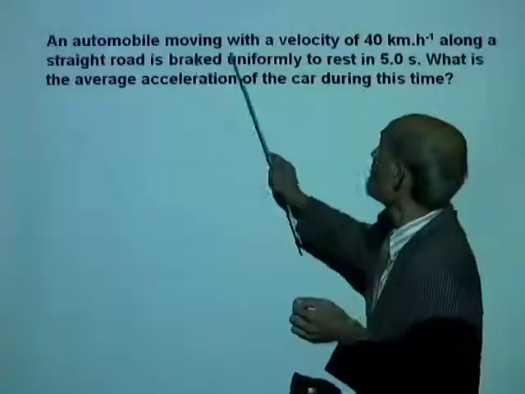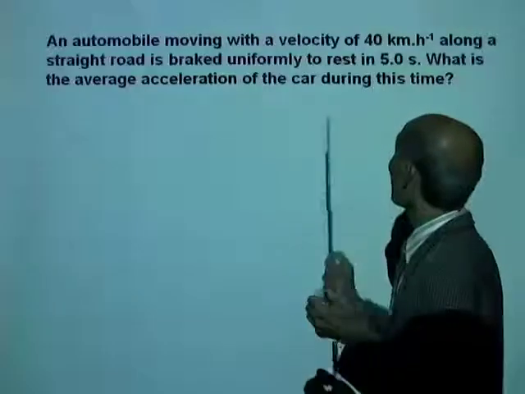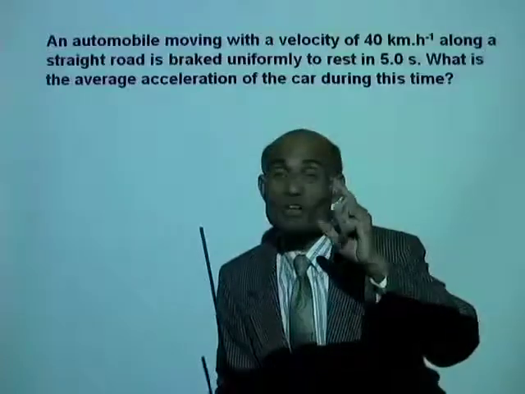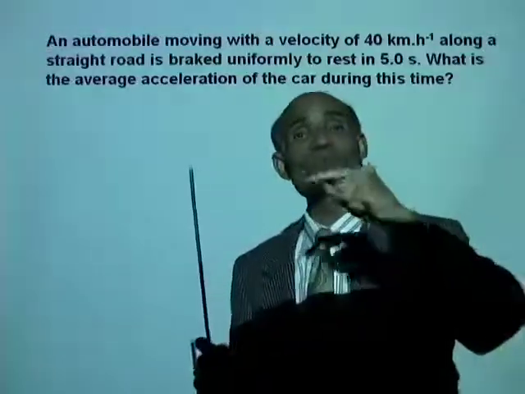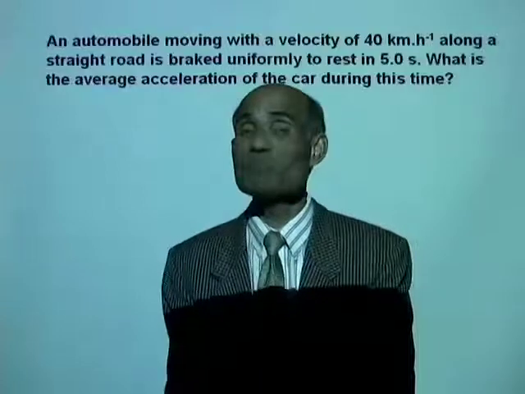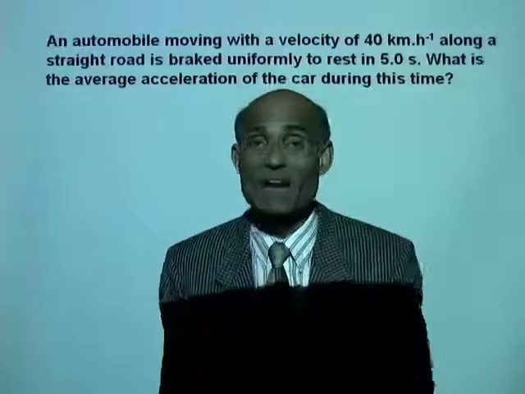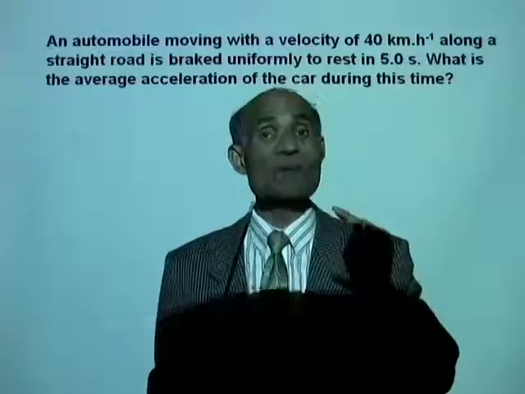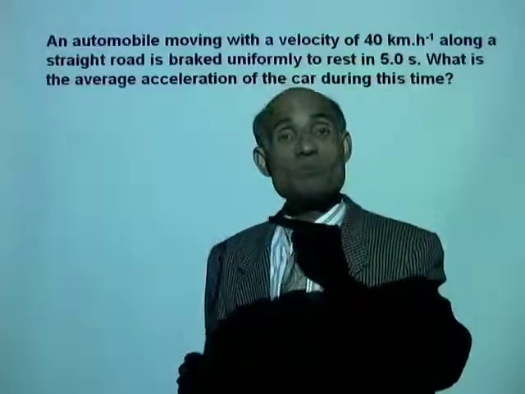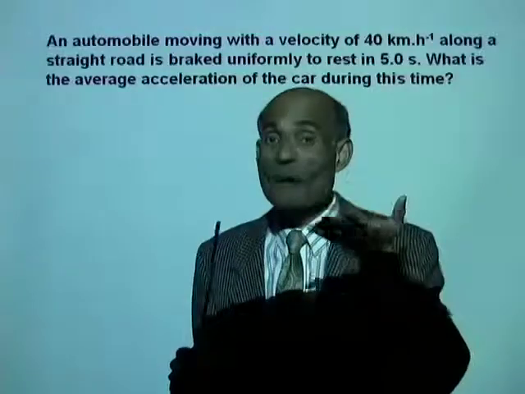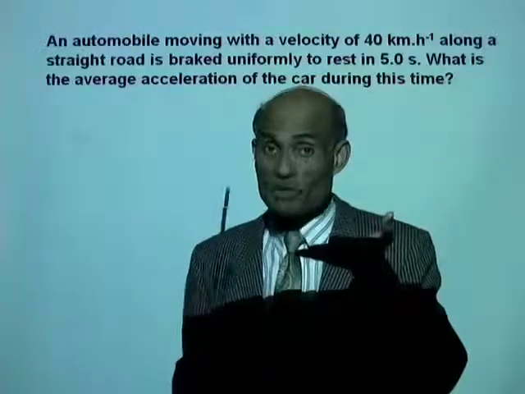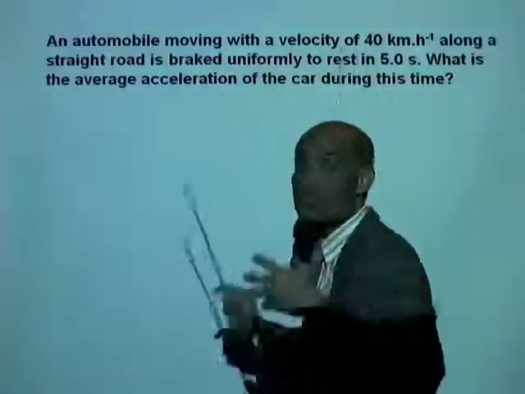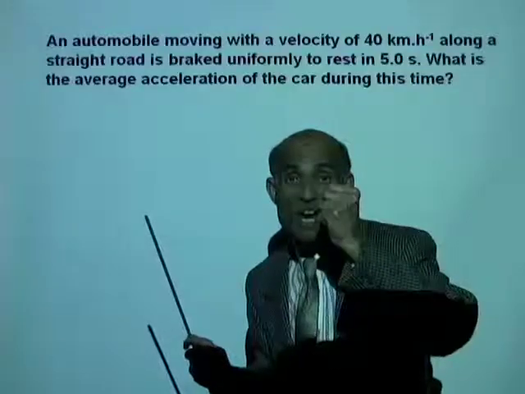An automobile moving with a velocity of 40 km per hour. Now, first of all, you need to convert that kilometer per hour to meter per second. Do you remember the quickest way to do that? I have shown you in the first lesson. Kilometer per hour can be converted to meter per second by simply dividing by what number? 3.6. That's right. So this is your initial velocity when you start looking at it.